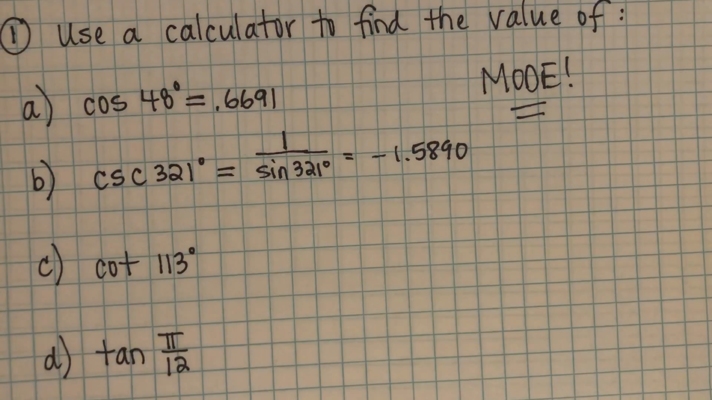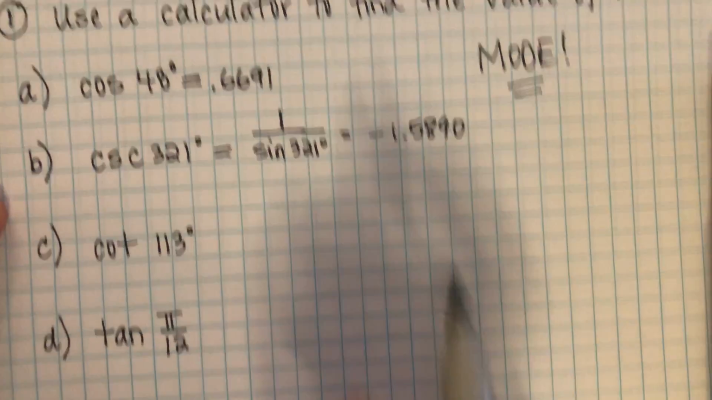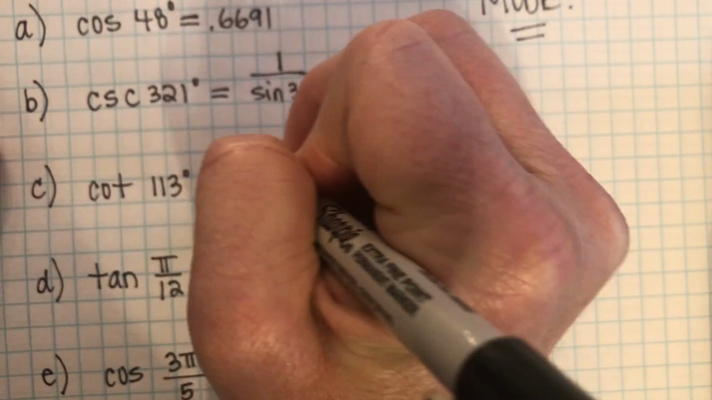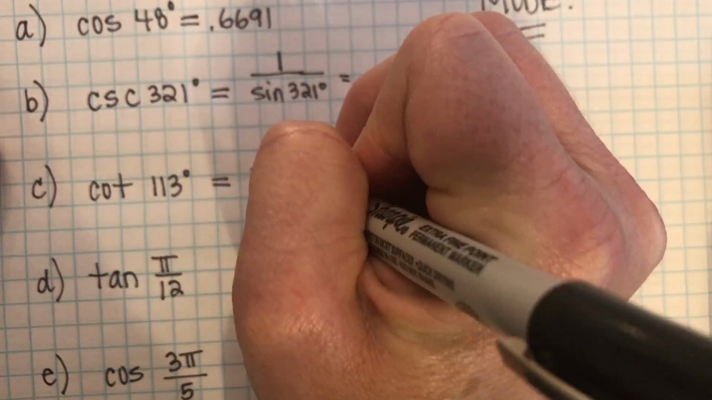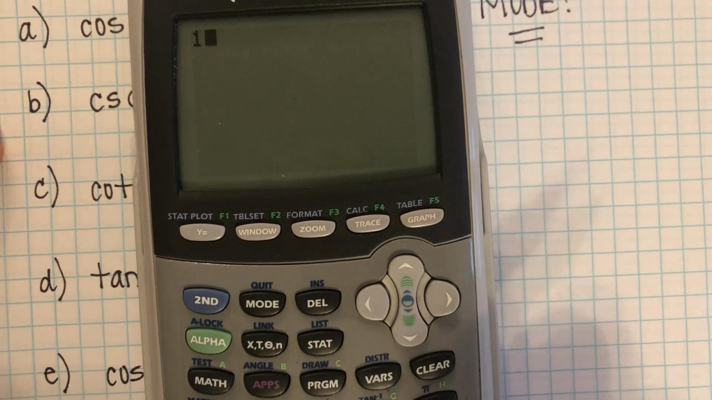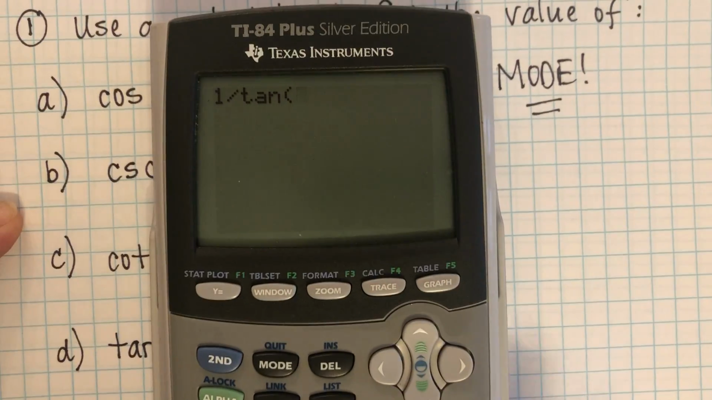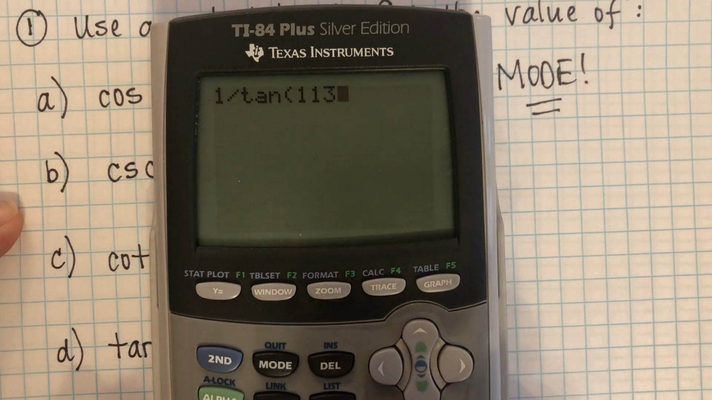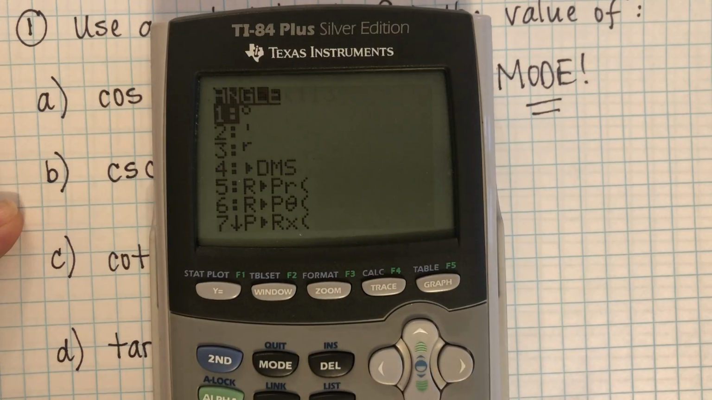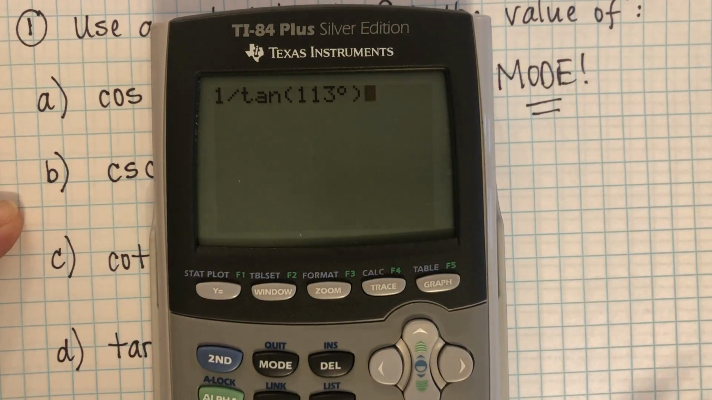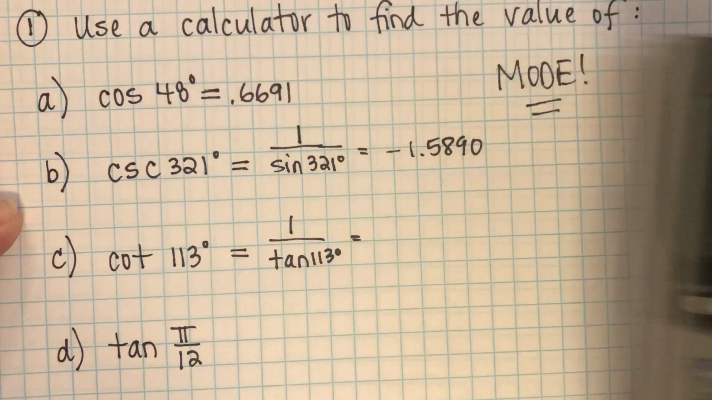All right, I'm going to use my graphing calculator and try to go faster on these ones. What if they asked you the cotangent of 113 degrees? There's no cotangent button, so really that's 1 over the tangent of 113 degrees. On your calculator, put 1 divided by the tangent button, then 113, and the degree symbol, which is under angle. Hit enter, and it's negative 0.4245.